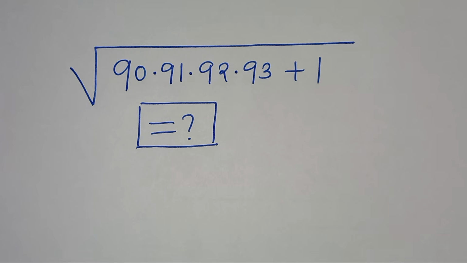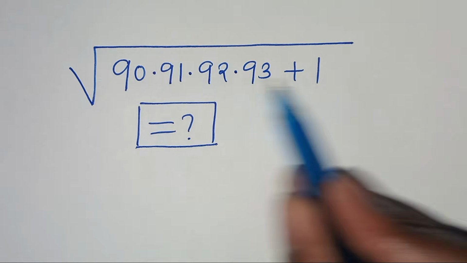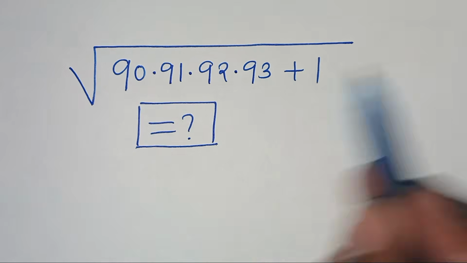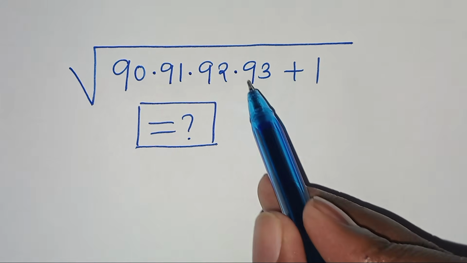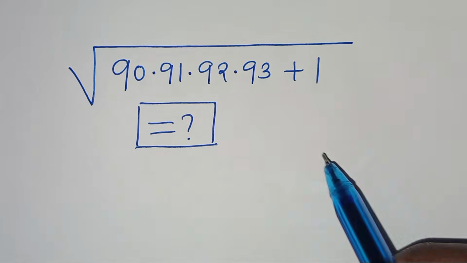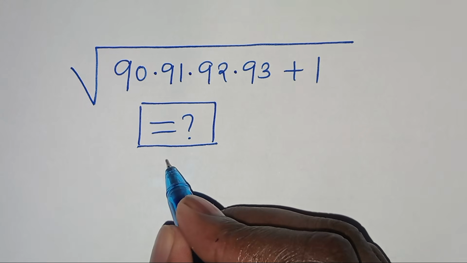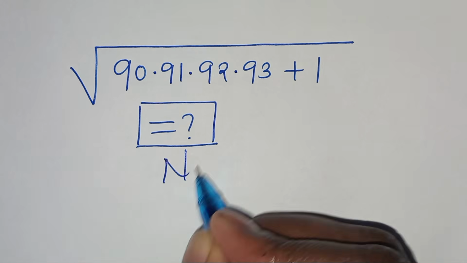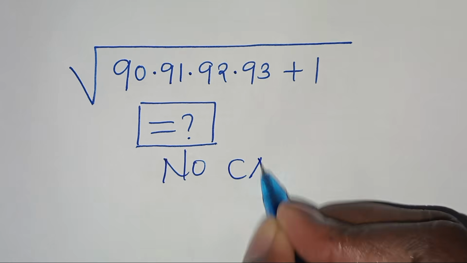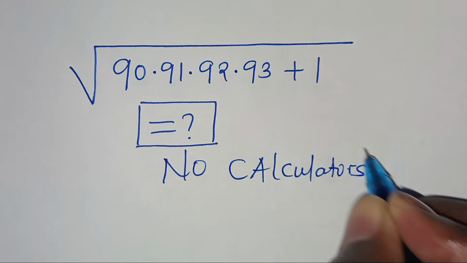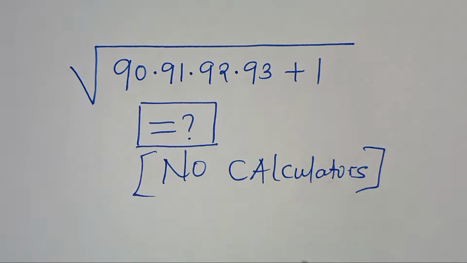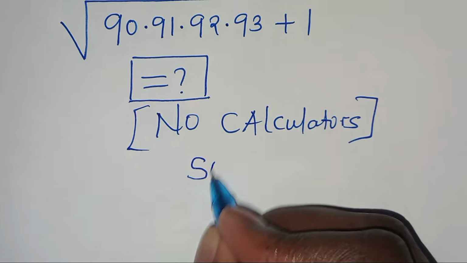Hello everyone, you're welcome to solve this square root math problem, which is the square root of 90 times 91 times 92 times 93 plus 1. Now we solve this without using calculators, so there's no use of calculators. Now let's provide a solution from here.